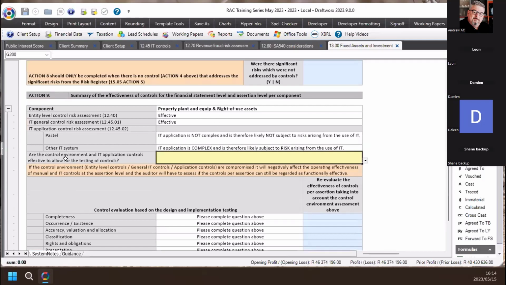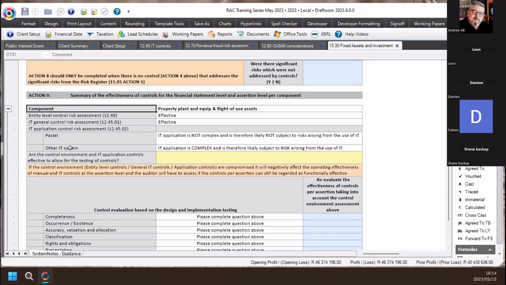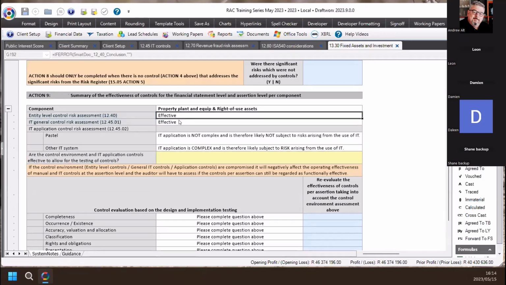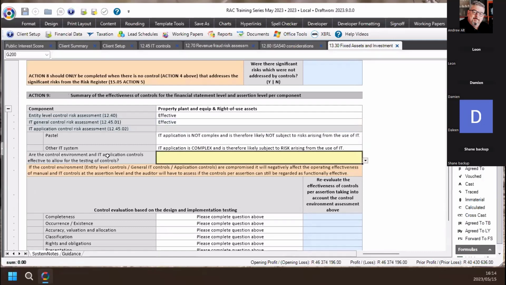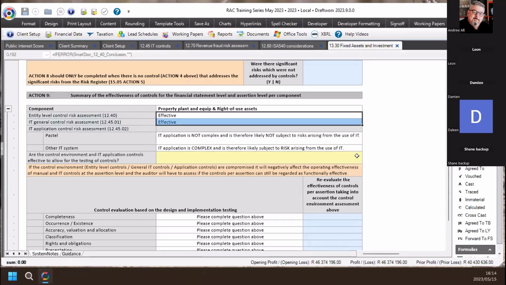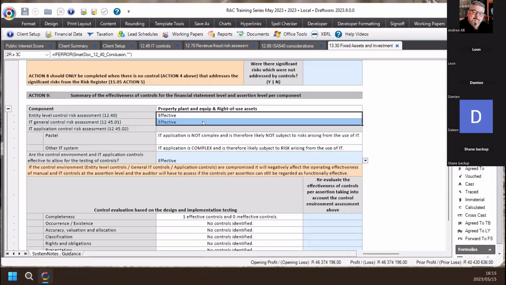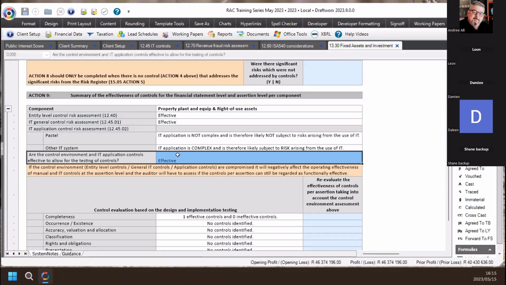All right. Firstly, this question: are the control environment and IT application controls effective to allow for testing of controls? Remember, I was telling you the importance of 1240 and 1245. If we're not seeing that as effective, then folks, we can't be testing controls in general because we're saying the environment is faulty. But I have said it's effective, so I can say here, I'm happy that in the context of this entity, those controls tell me that overall the IT controls and the general controls are good, so I can make a conclusion about this.